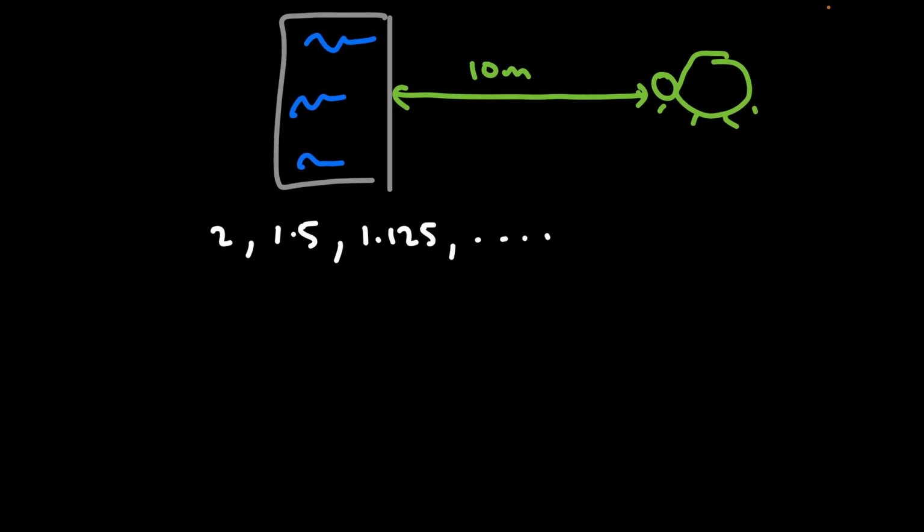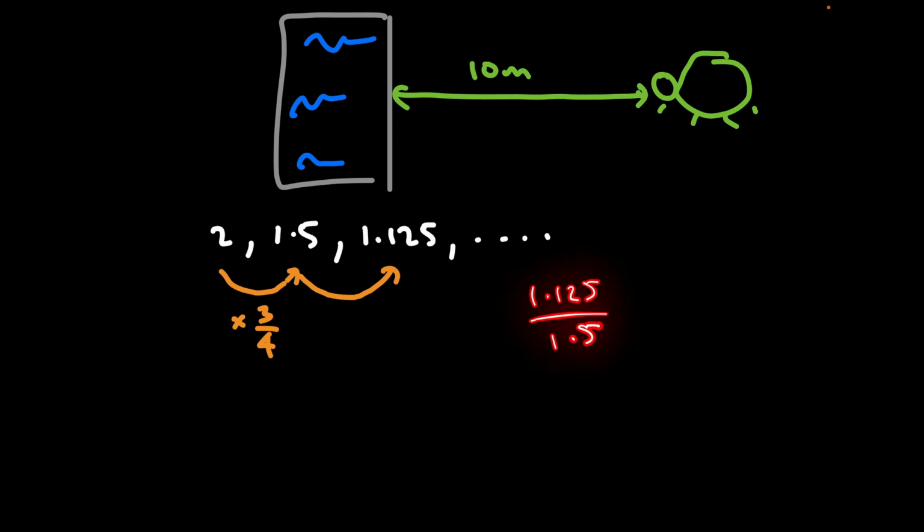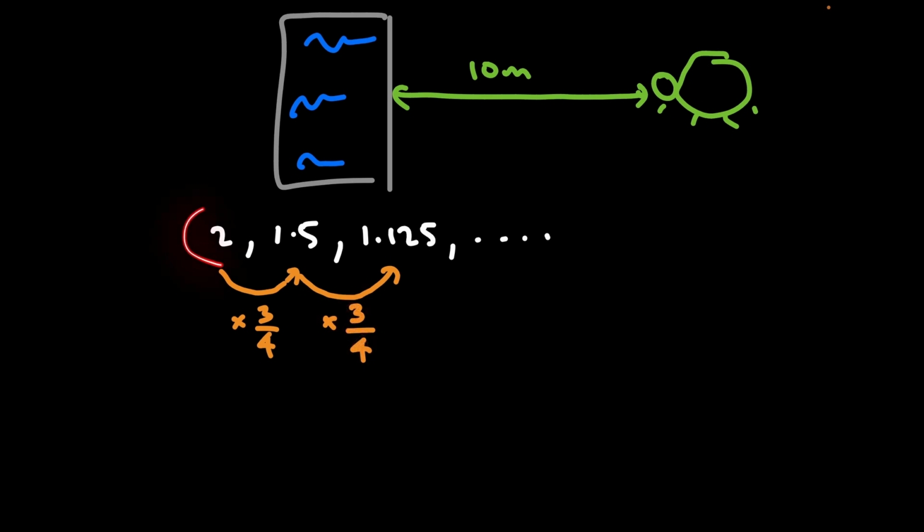So if we work out what the common ratio is between each of these terms here, we can say that from the first term to the second term, you had to multiply by 3/4. And then to go from the second term to the third term, you simply do 1.125 divided by 1.5. Okay, and that is also the same as 3/4. So we've identified that the common ratio is 3/4, and the initial term is 2.